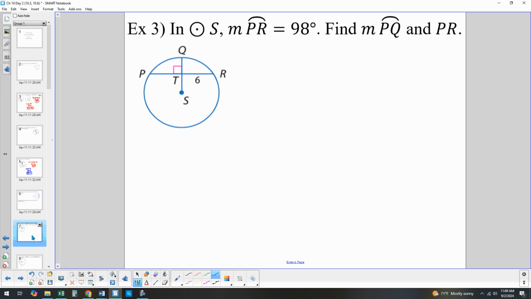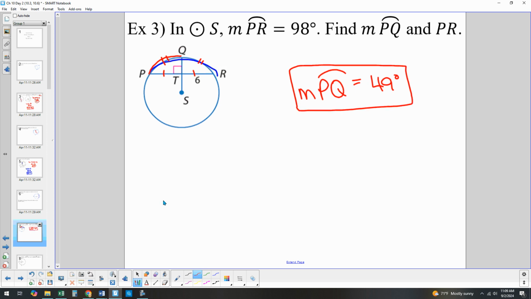In example 3, in circle S, the measure of arc PR, so here's arc PR, is 98 degrees. And we see that TR here is 6. We want to find the measure of arc PQ. So PQ is going to be here. Since QS was the perpendicular bisector of this chord, it's the perpendicular bisector of this arc, meaning 98 got cut in half. The measure of arc PQ is half of 98, or 49 degrees. And the length of PR, since these two pieces are the same, they're both 6, so the whole segment PR would be 12.